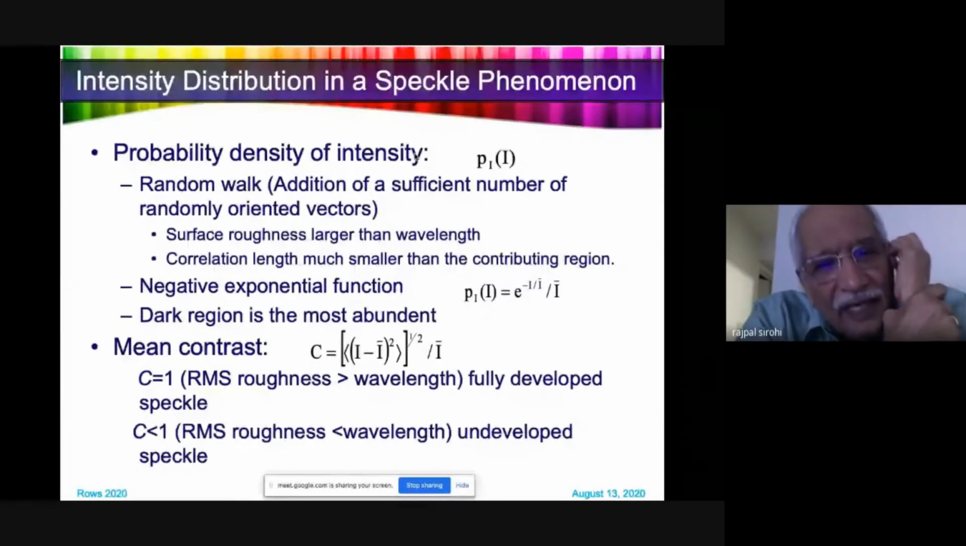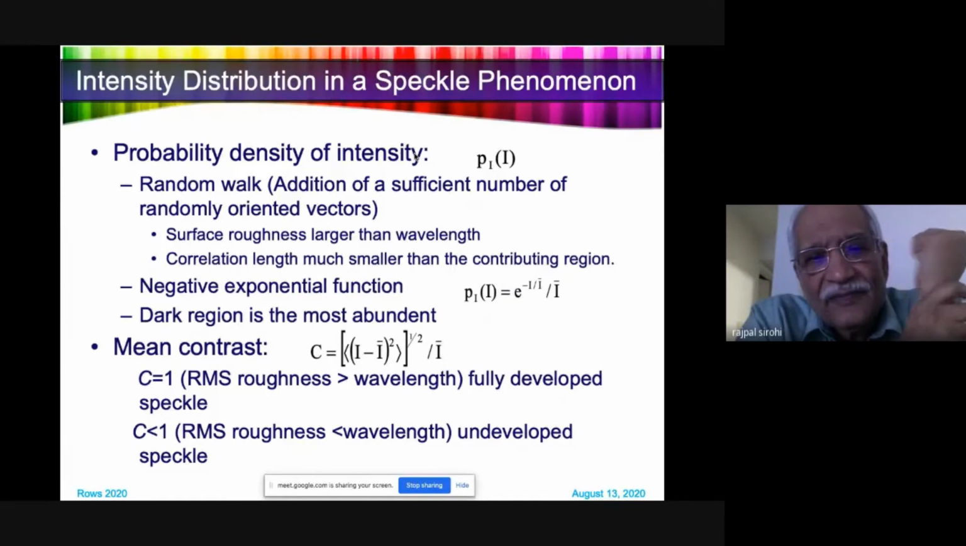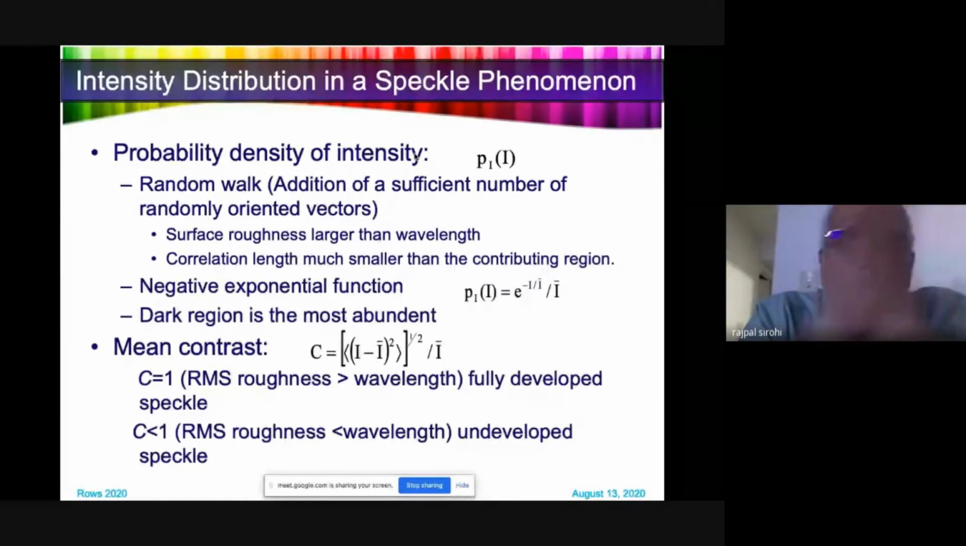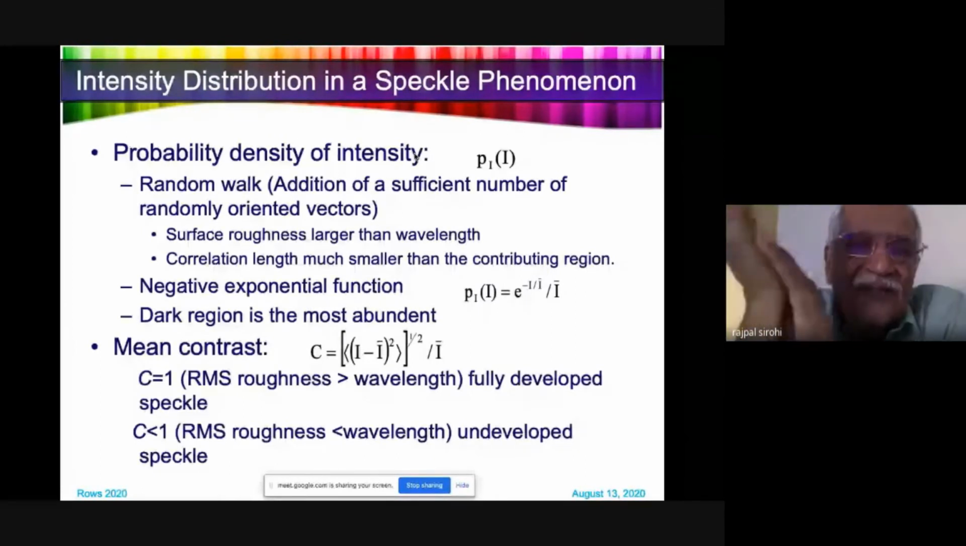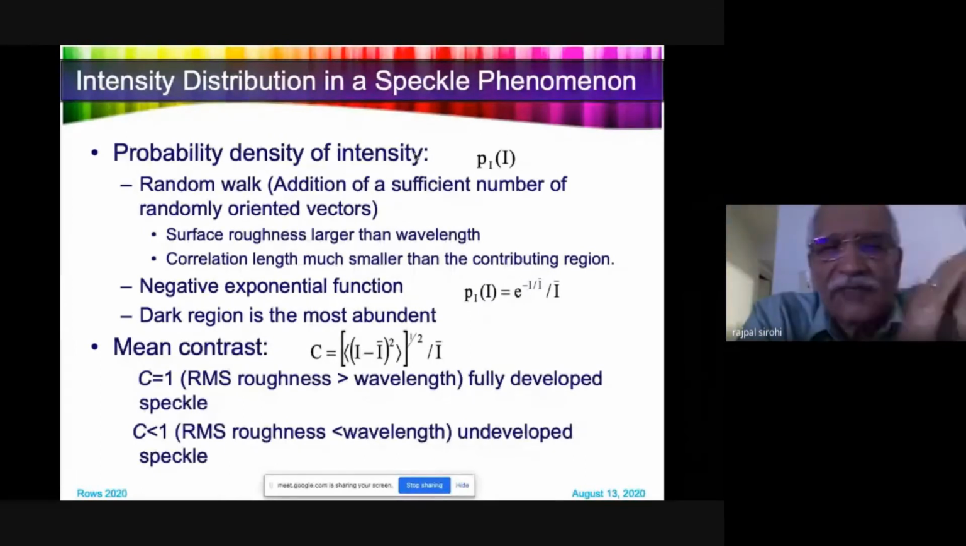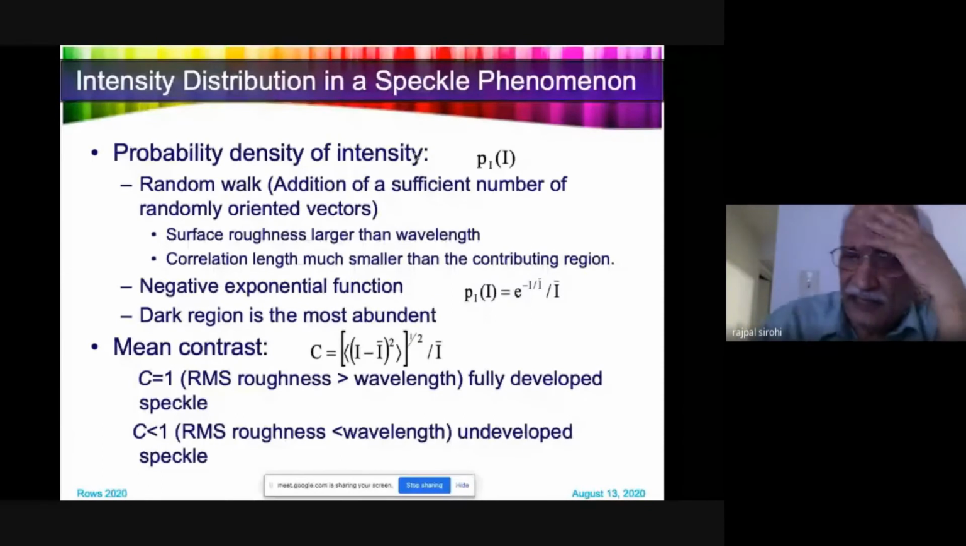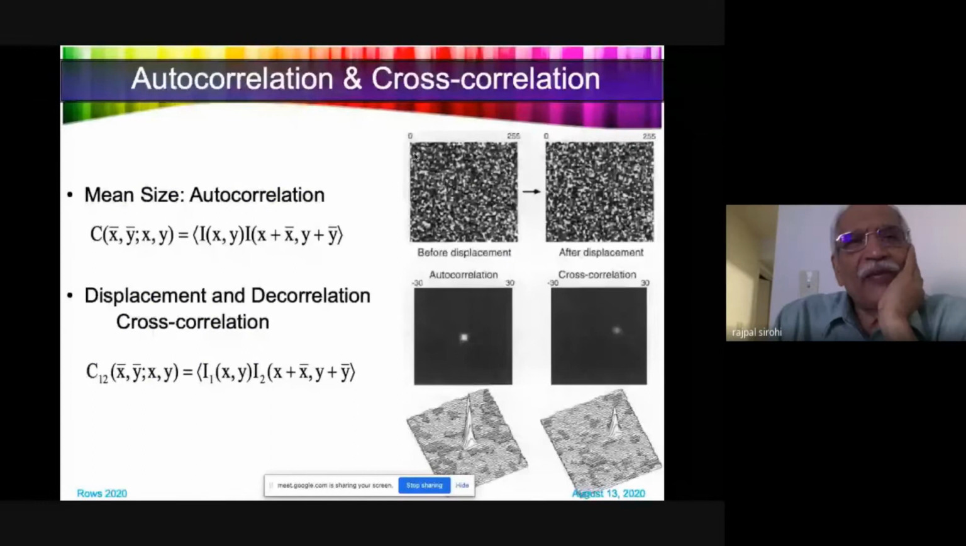It has also been used to measure roughness of the surfaces, provided the roughness is less than a wavelength, and there the contrast is taken as a measure of roughness. So you can see that the contrast varies depending on the surface quality of the object. We define the mean size by the autocorrelation. You have the speckle pattern, you autocorrelate and find the size.